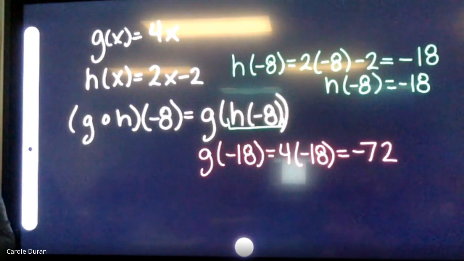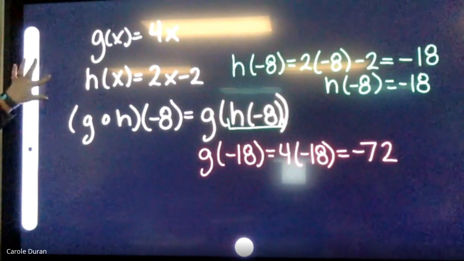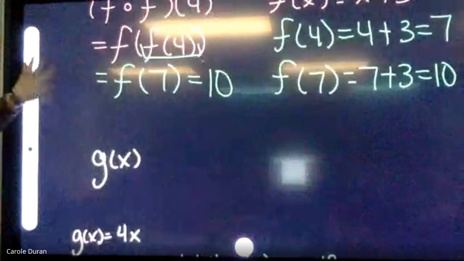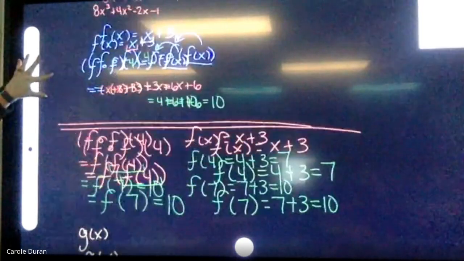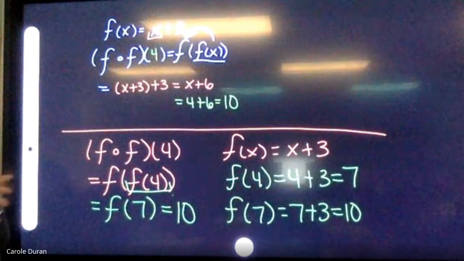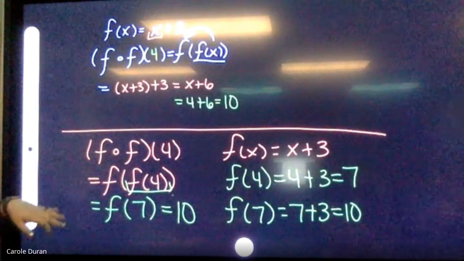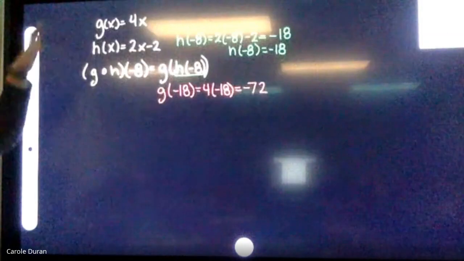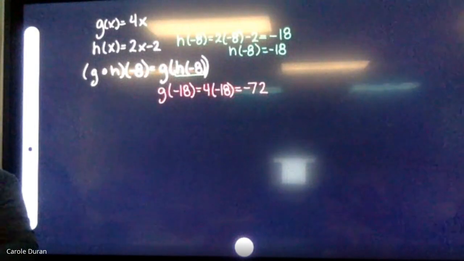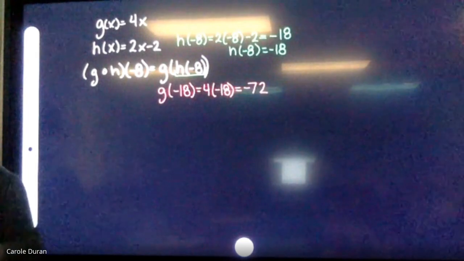Anybody super duper confused? Because if you are, please tell me. No, you could do it this way where you do the composition first and simplify it, and then at the end plug the value in. That's entirely your choice. Just some people like this way better. And honestly, I think it takes a few less steps, but that's just me. Whatever way you're comfortable with is the way I want you to do it.